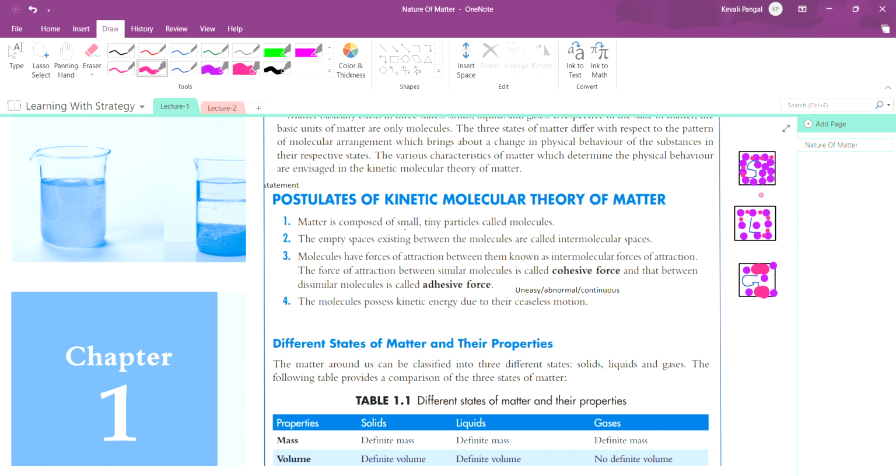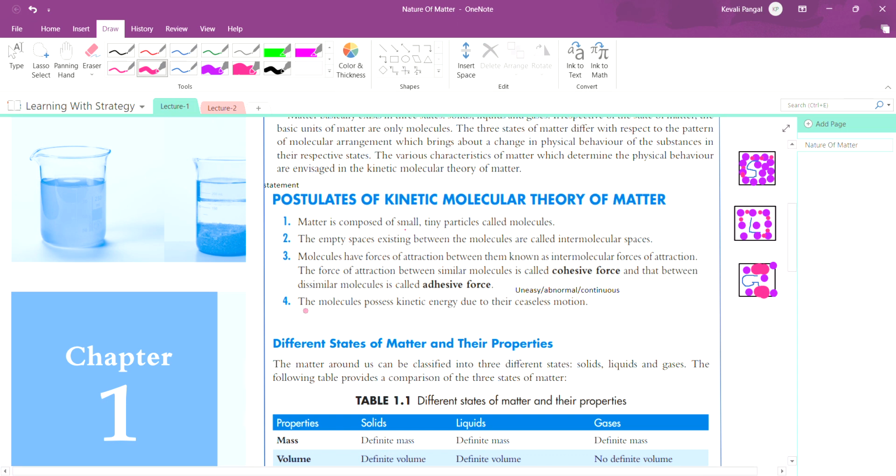There are two forces of attraction between the molecules. If the molecules are similar, meaning of the same kind, they are attracted by the force of attraction called cohesive force. And if dissimilar molecules are attracted to each other, it's called adhesive force. You might have seen on your Fevicol bottle or any gum bottle, it's written as adhesive. What do you mean by adhesive force? Adhesive force is the force of attraction which connects, sticks, and attracts two dissimilar, two different molecules, particles, or matter to each other.